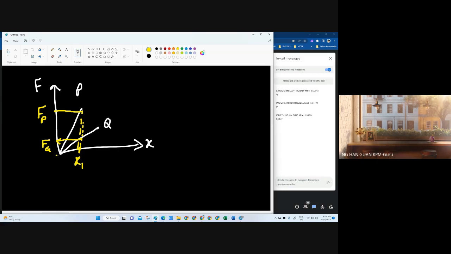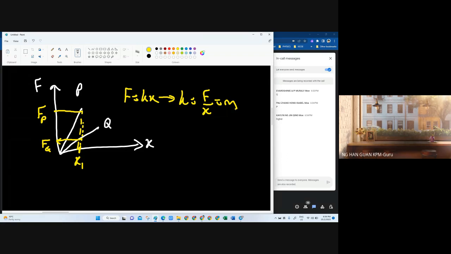And with the formula F equals kx, k equals F over x, which is the gradient of the graph. So when the gradient is bigger, it shows a stiffer spring. That's why if we prove it with the gradient, spring P is still the stiffer one.